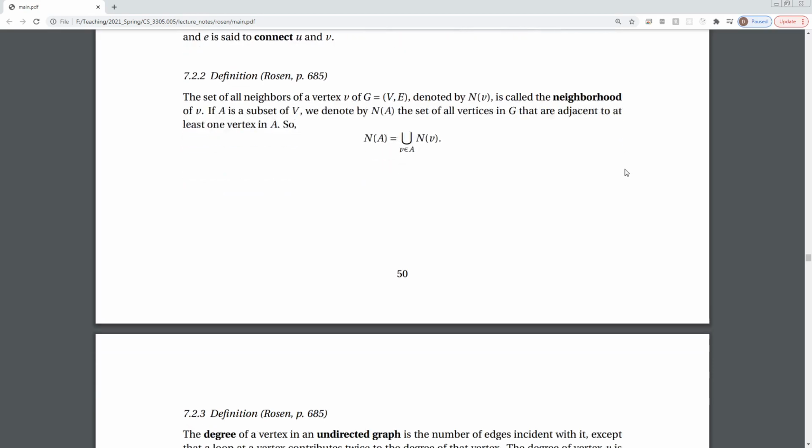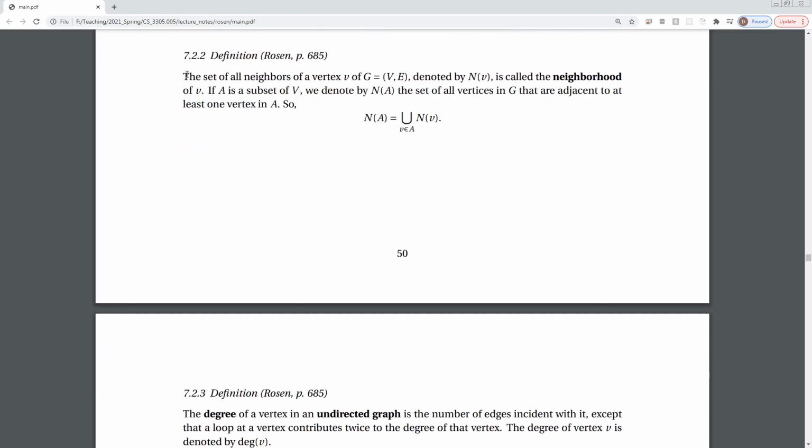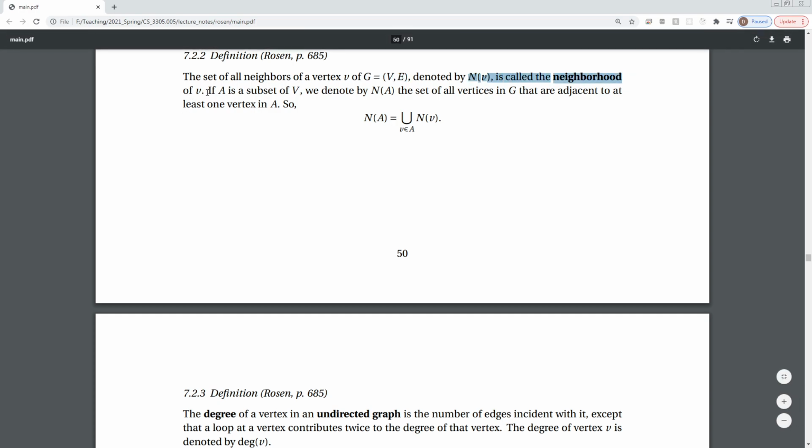Okay, so next definition. The set of all neighbors of a vertex V of some graph, which is the pair of vertices and edges, denoted by N(V), is called the neighborhood of V. If A is a subset of V, we denote by N(A) the set of all vertices in G that are adjacent to at least one vertex in A. So this is essentially your choice, right?